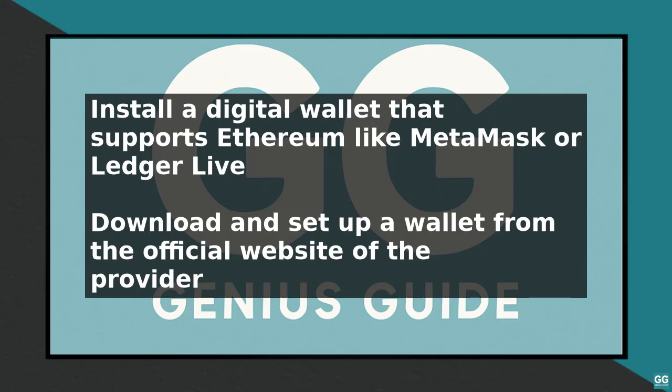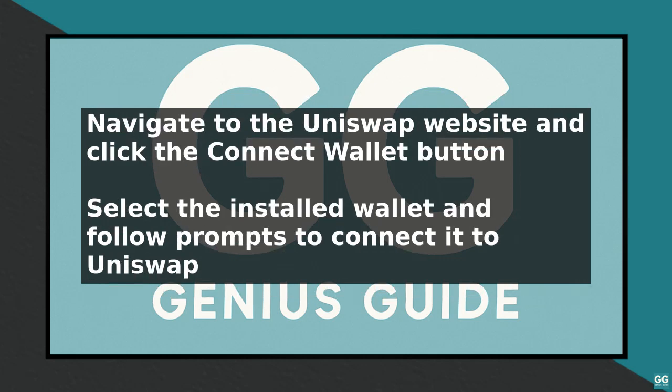wallet provider. Once you have a wallet, navigate to the Uniswap website and click on the Connect Wallet button in the top right corner. This will open a window with a list of available wallet options. Select the wallet you have installed, such as MetaMask, and follow the prompts to connect it to Uniswap.